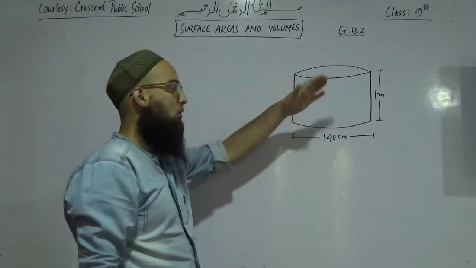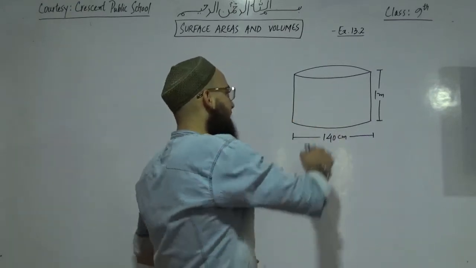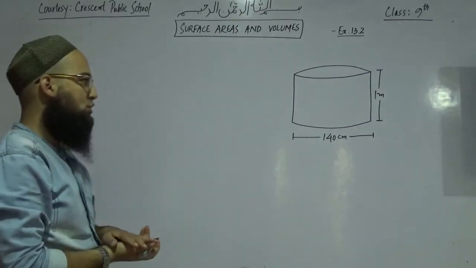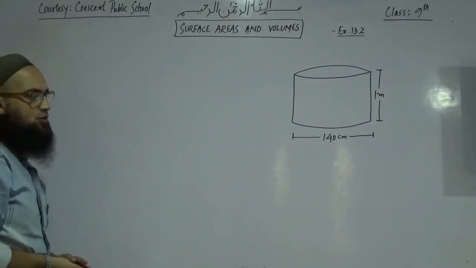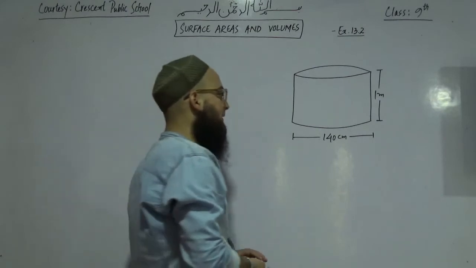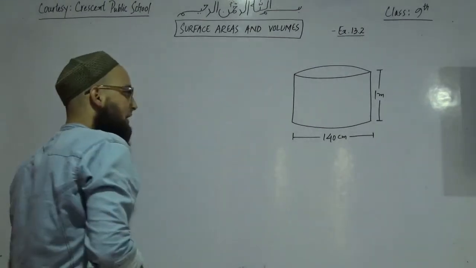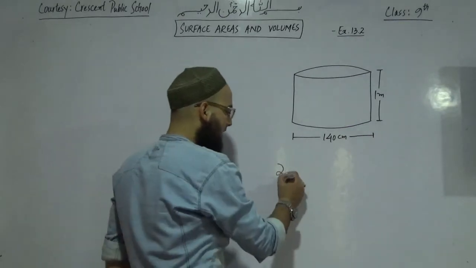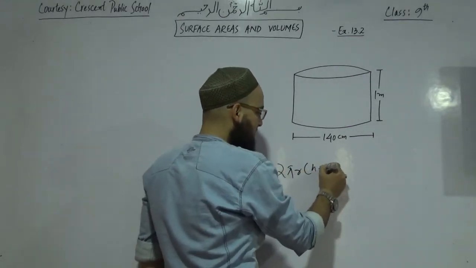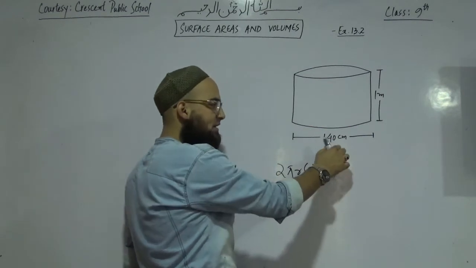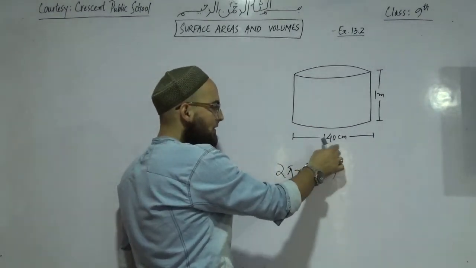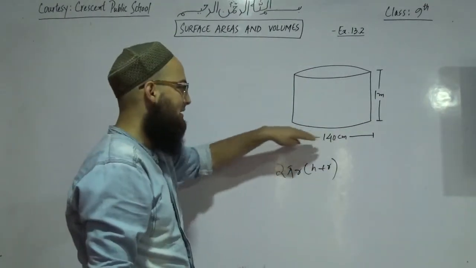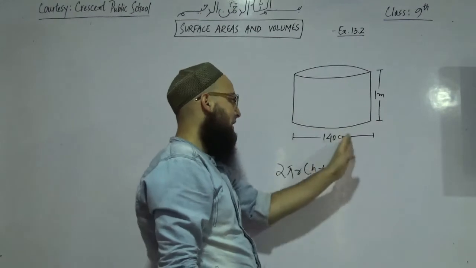Now, since it's a closed cylindrical tank, closed means top and bottom both are closed. So you are concerned with the total surface area of the cylinder here. All you need to do is find the total surface area of the cylinder, and for that you need the formula 2 pi r times h plus r. Convert this 140 centimeter to meters first. Divide it by 100, you get 1.4. So 1.4 meter is the diameter and 1 meter is the height.